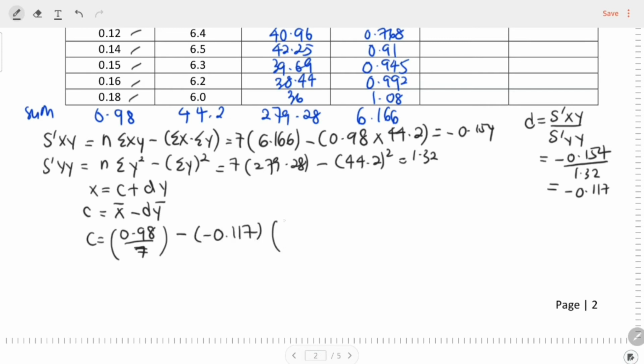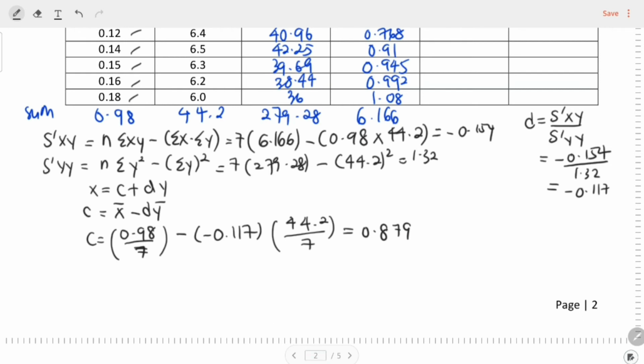Okay, then your mean y is the sum of y divided by the number of samples that is present, which in our sample is 7. Your c can be a positive value or a negative value, so it depends, but please take note of the sign. If it's negative, then put it as negative. This time I got it as 0.879.